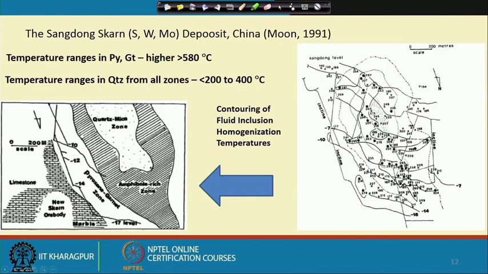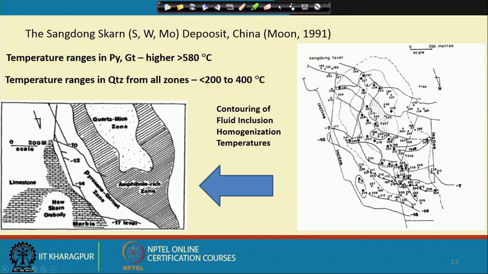So, quickly, we could see that while doing the fluid inclusion work, the microthermometric data were taken on pyroxene and garnet and also quartz from all the zones of mineralization, and a contouring of the fluid inclusion temperature has been done, as shown here. The high temperature zones generally coincide with the highest tungsten grade of the ore. While doing so, it was observed that there is another zone which also shows a high temperature characteristic of the ore fluid.